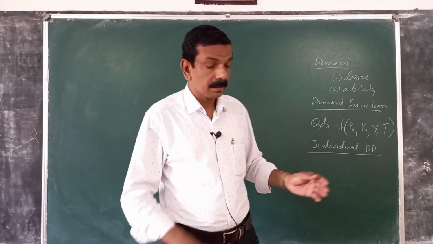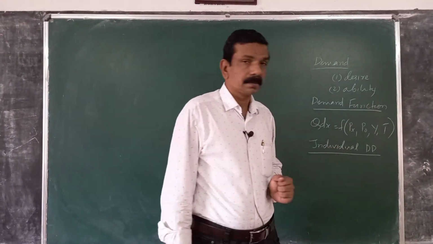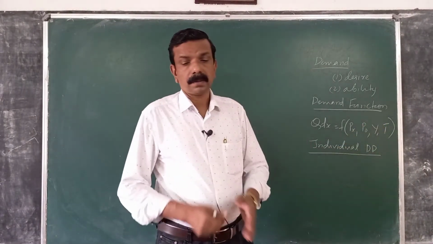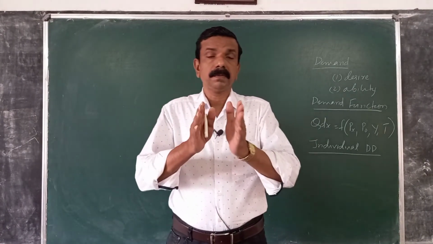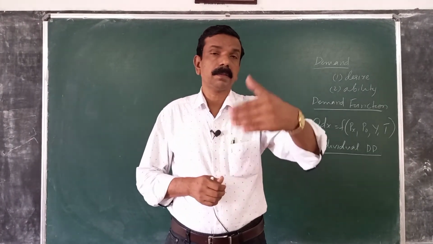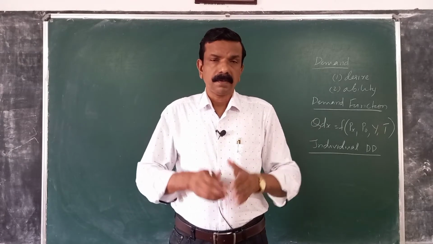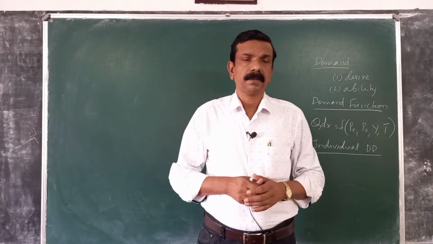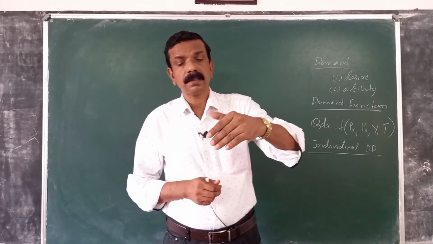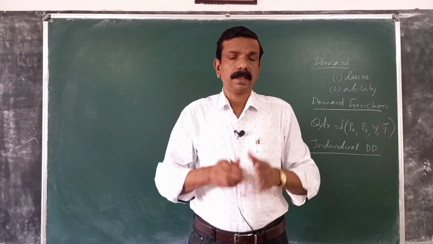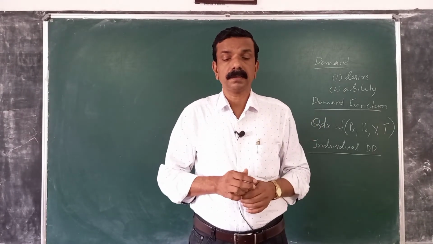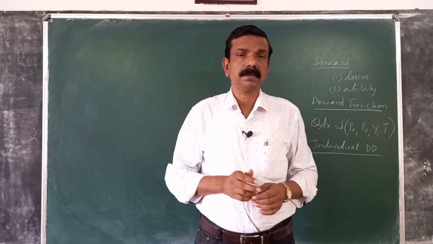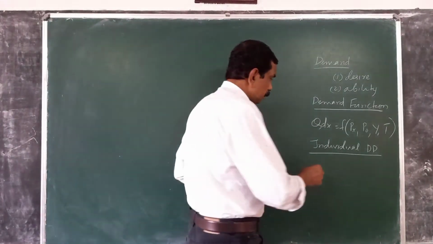That is, by varying the price of the commodity Px, keeping constant P0, Y and T, we will obtain what is known as the individual demand schedule or individual demand for a commodity. If this individual demand is specified in the form of a table, you will get the individual demand schedule, and its graphical representation is the individual demand curve.